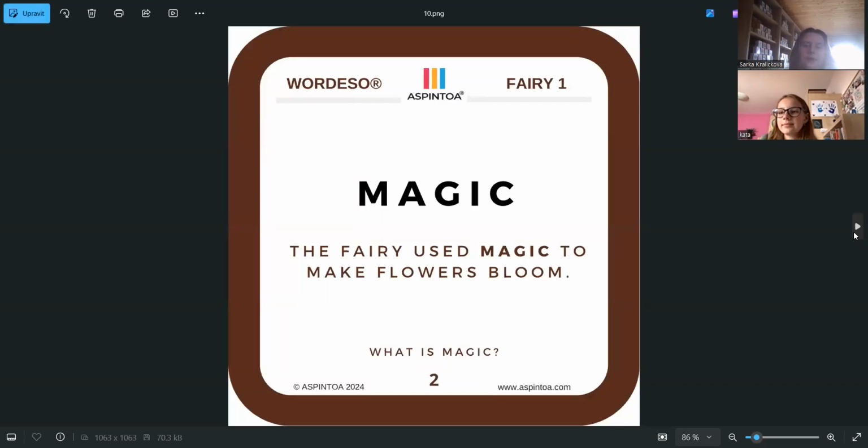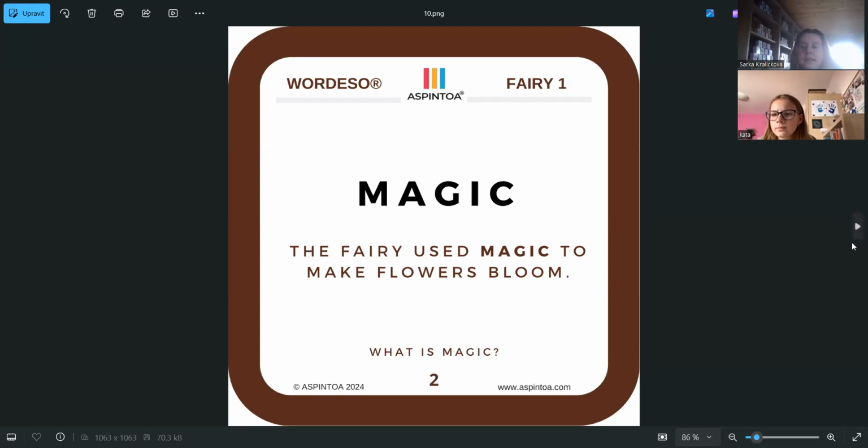Okay. So the second one related to fairy is magic. The fairy used magic to make flowers bloom. So the fairy used, and this is the past tense. So I use it, or this is the fairy used magic to make flowers bloom. Yeah, to bloom the flower.